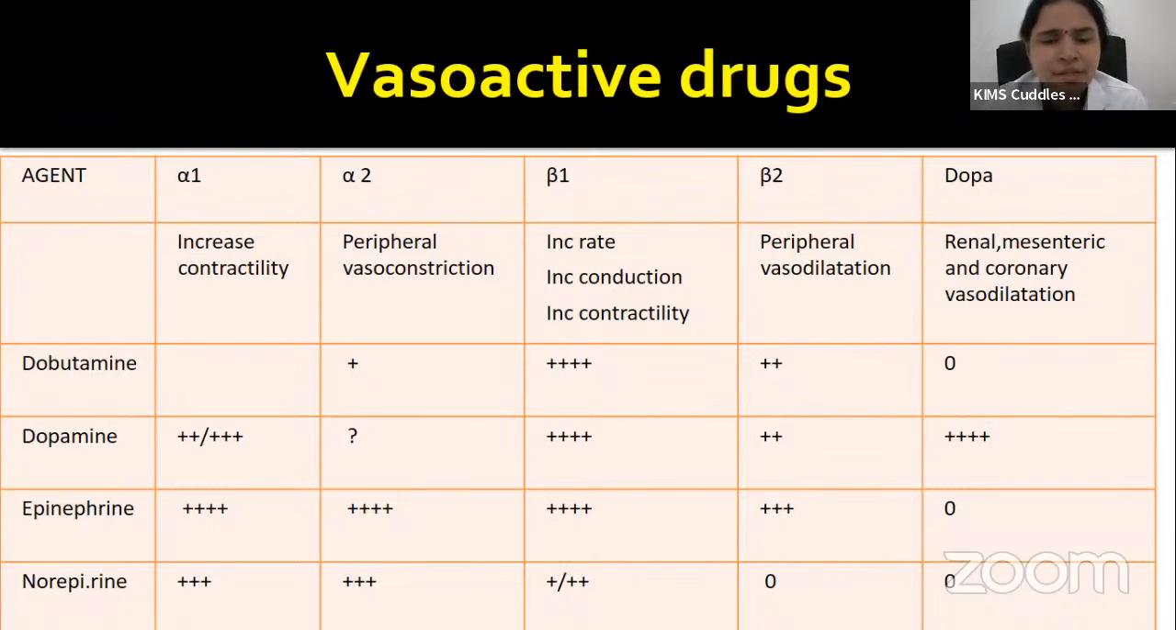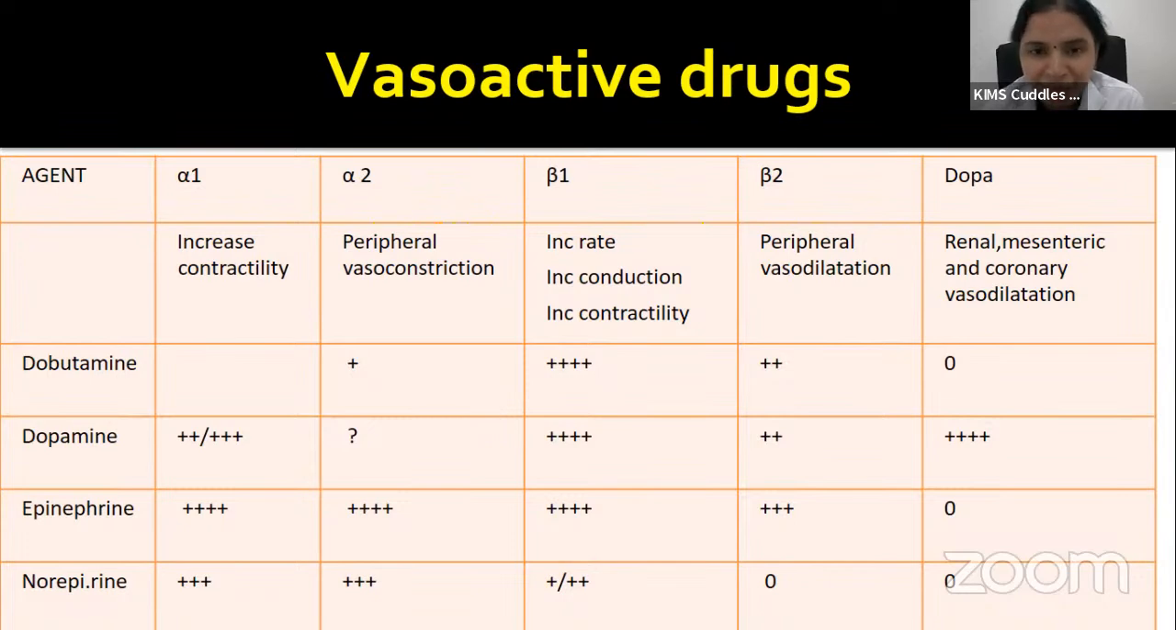Epinephrine or adrenaline is a vasoactive drug that acts on both alpha 1, 2 and beta 1 and 2 receptors, and it causes not only an increase in contractility and heart rate, but it can have a variable effect on the systemic vascular resistance. At relatively low doses it can cause predominantly beta 2 mediated vasodilatation, but at doses beyond 0.3, 0.4 mics per kg per minute, adrenaline causes more and more vasoconstriction and increased systemic vascular resistance.